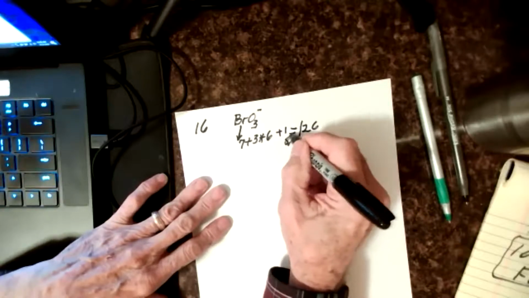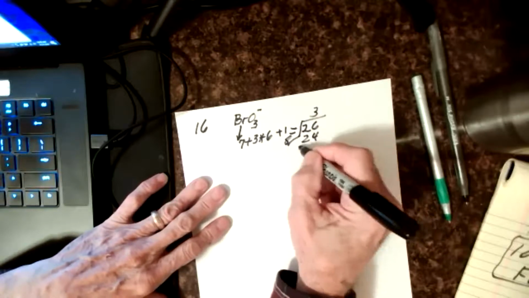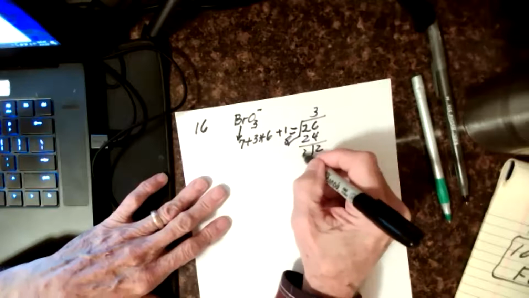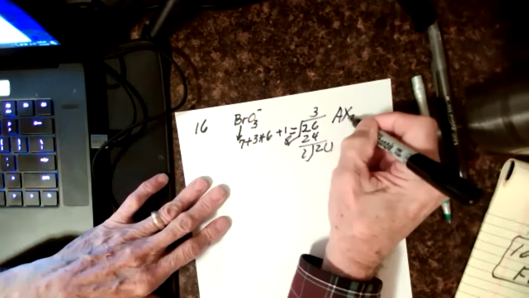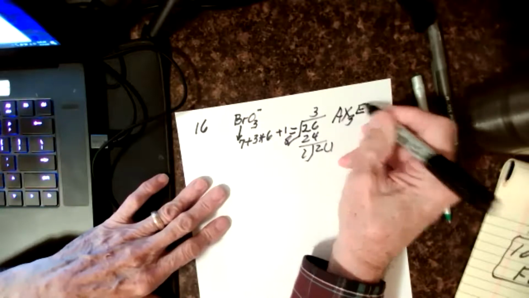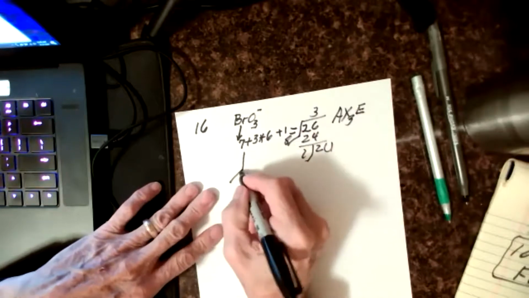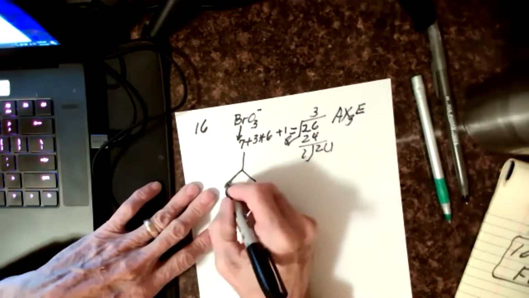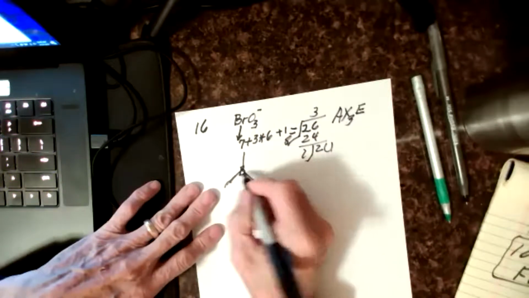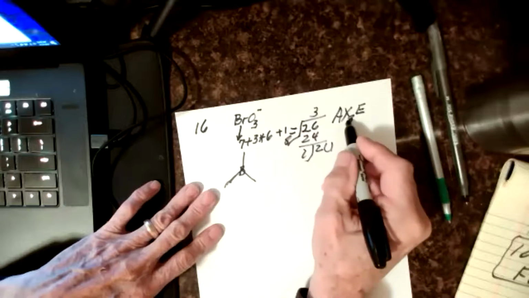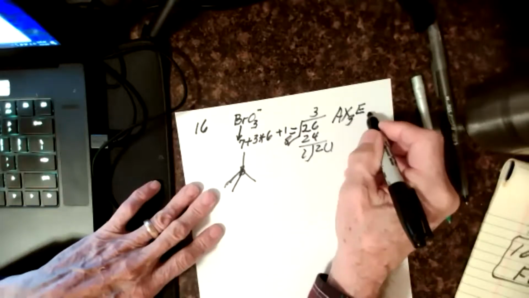We divide by 8. That gives us 3, 24, with a remainder of 2. 2 divided by 2 is 1. So this is an AX3E type structure. And let's just go ahead and complete it. That'll answer maybe a couple of questions. So what we have is bromine as our central atom. We do have 1 lone pair. There are 4 things attached to it. 3 plus 1 is 4.